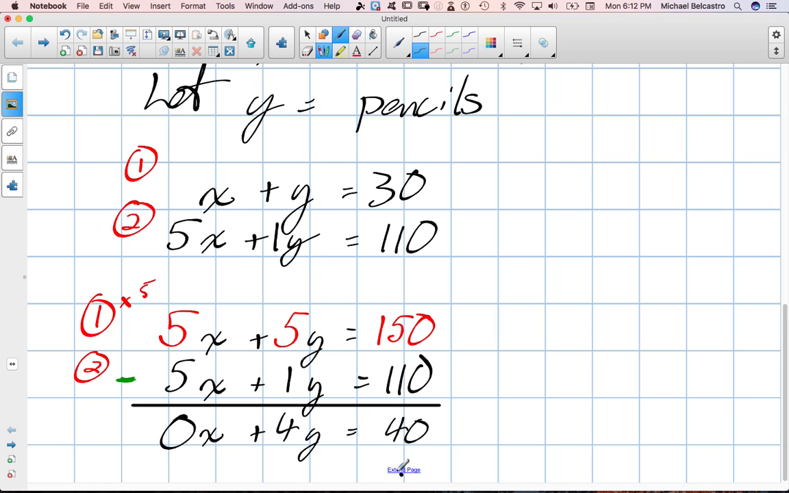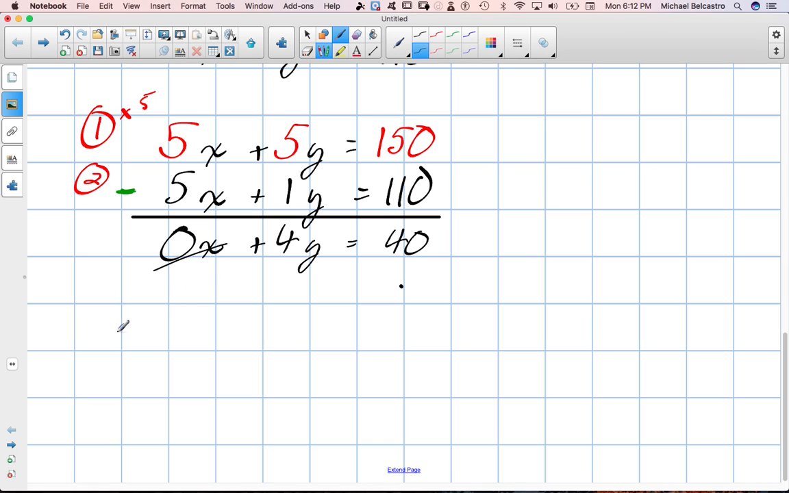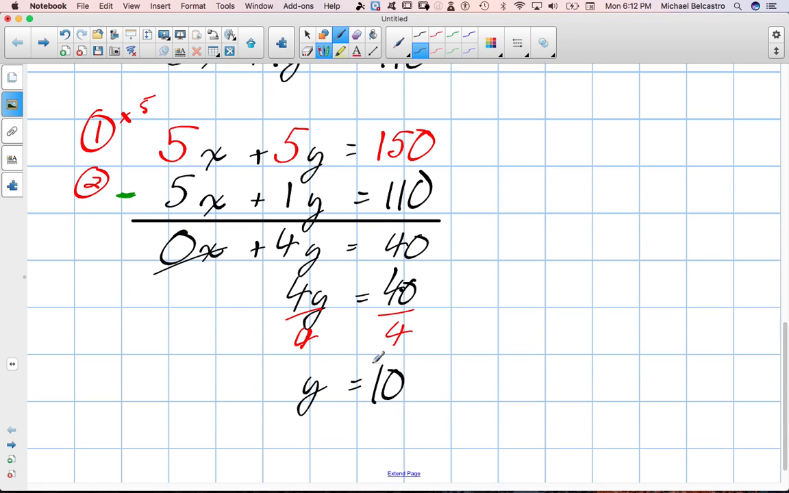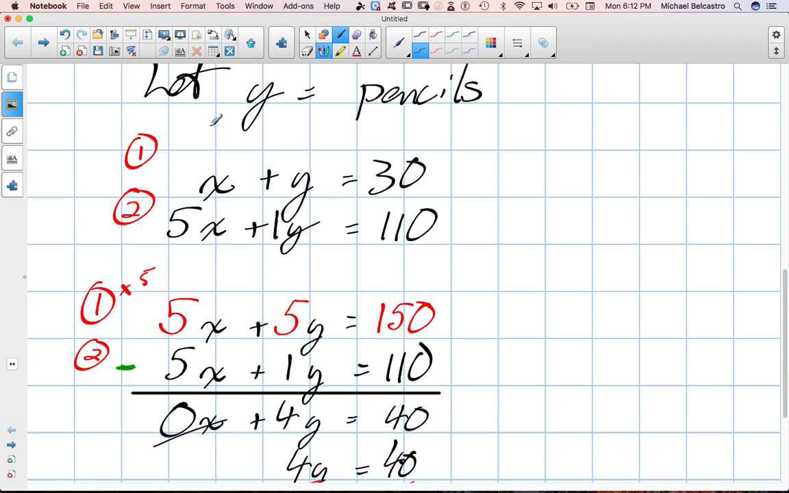Now 0x is nothing, it eliminates itself. So now our equation is 4y is equal to 40, great. To isolate y, we're going to divide both sides by 4. Okay, and y is equal to 10. Perfect. So y was our pencils. We know how many pencils there are. I can use elimination again, but I'm going to tell you right now, it's going to be really simple if we just take the y value and plug it into equation 1. Equation 1 is a relatively simple equation.